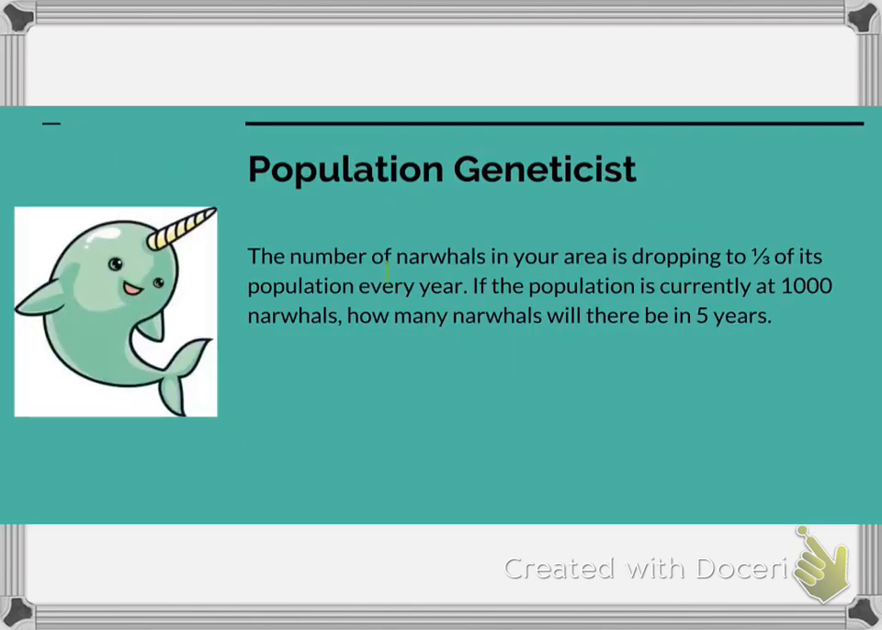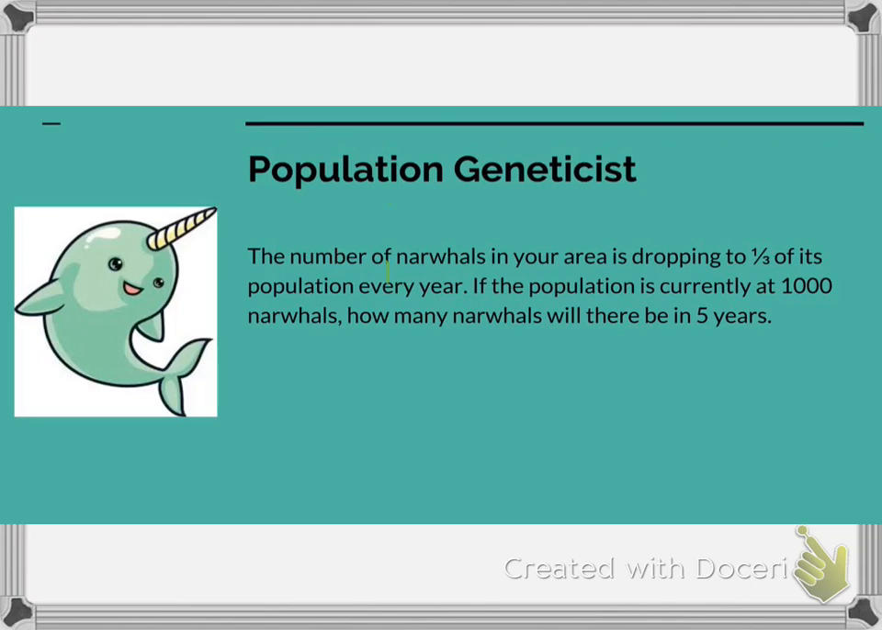So now let's get into the main portion of today. Let's look at this given situation. Pretend you are a population geneticist, so someone who studies the population of animals, counts them, keeps track of their population. Are they growing? Are they becoming extinct? Are they endangered? That sort of thing.